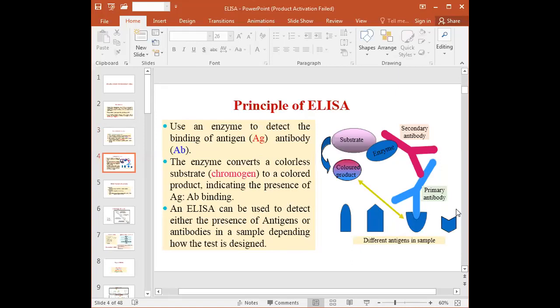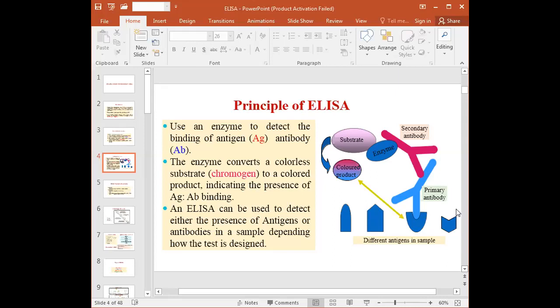Now I'm coming to the principle of ELISA. As I said, ELISA is a plate-based assay. That is why it is also known as solid phase enzyme immunoassay, which is typically performed in a 96-well polystyrene plate and quantifies substances such as protein, antibody, hormone, antigens, and so on. An enzyme conjugated with an antibody reacts with a colorless substrate to generate a colored end product. Such a substrate is called a chromogenic substrate.